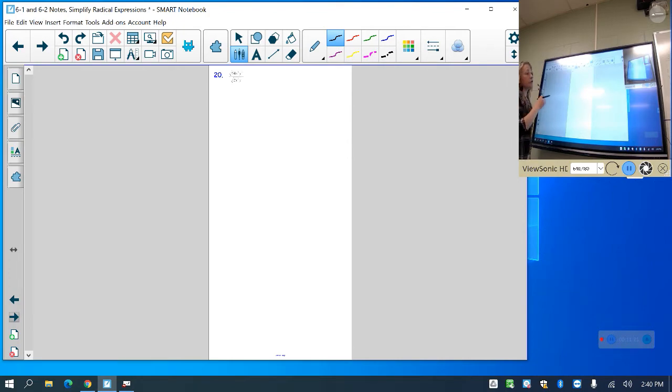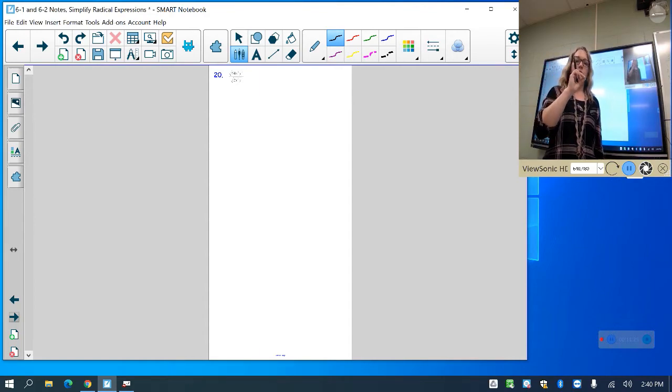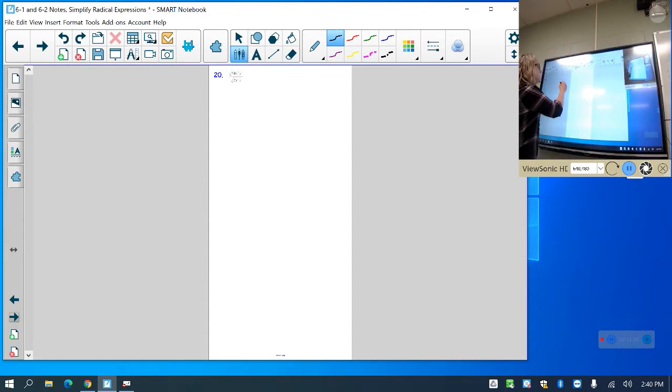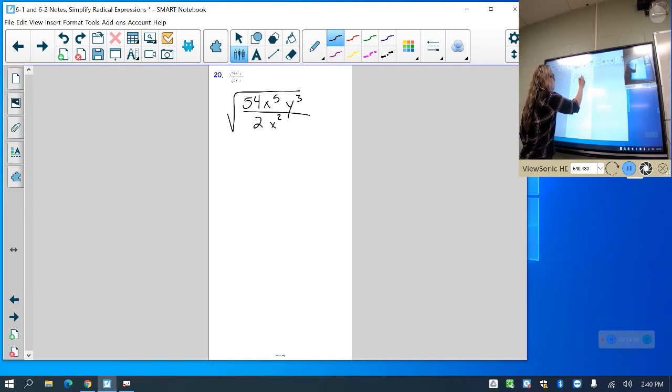Now this one, before you get started here, make sure that you undistribute your square root, which means put all of this under the same one and then simplify your fraction on the inside before you take the square root and simplify it with the root. Meaning 54 divided by 2 is 27, and when we have a power, as long as the bases are the same, we can subtract the exponents. 5 minus 2 is x cubed, 3 minus 1 is y squared, and now we can break this down.